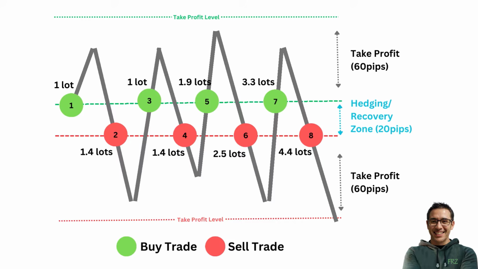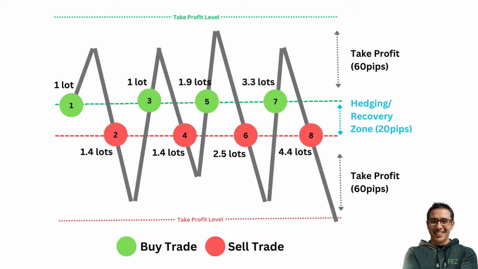In this example, the hedging or recovery zone is 20 pips while the take-profit is 60 pips. The trader enters the first trade with one lot and 60 pip take profit, but the price turns the other side before the take profit is reached. Now when the price reaches the other side of the recovery zone, the trader enters a sell trade with 1.4 lots with 60 pips take profit.